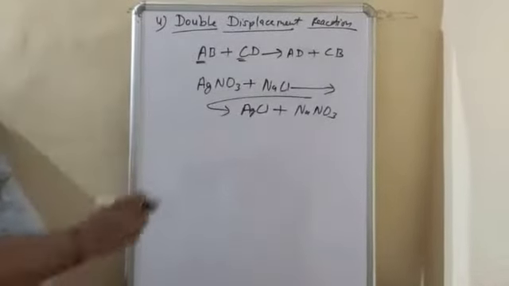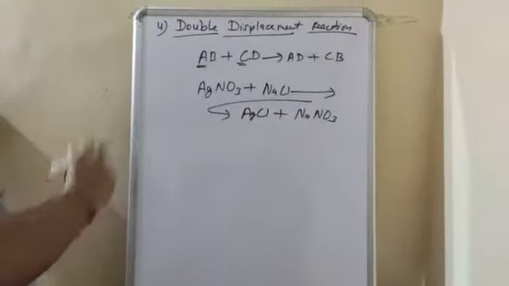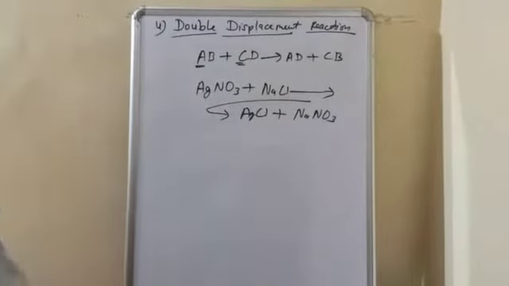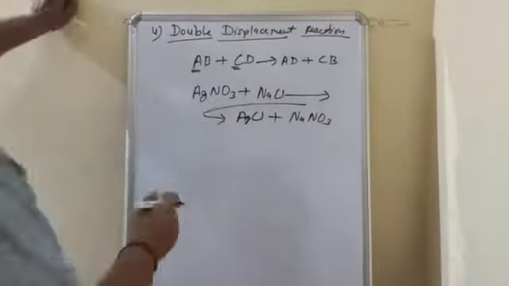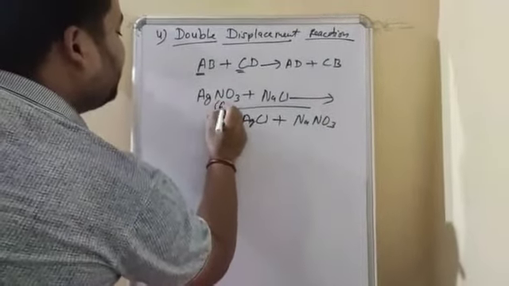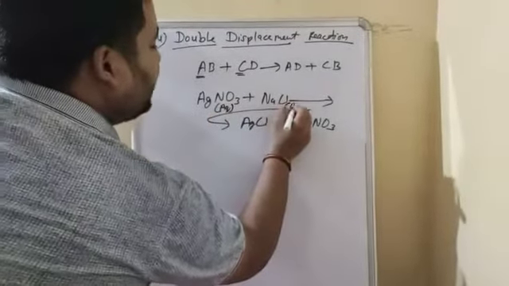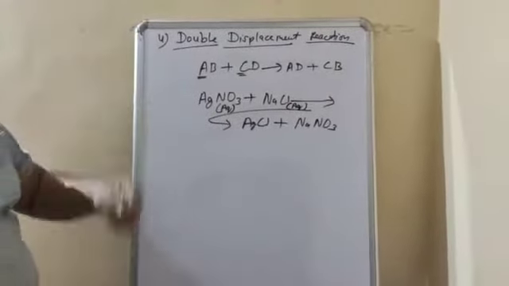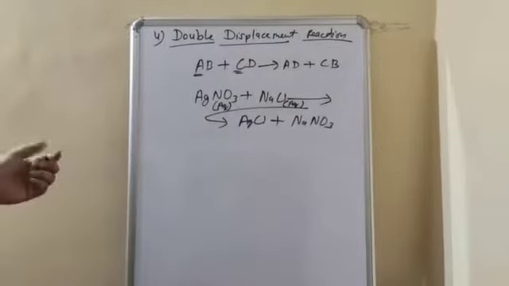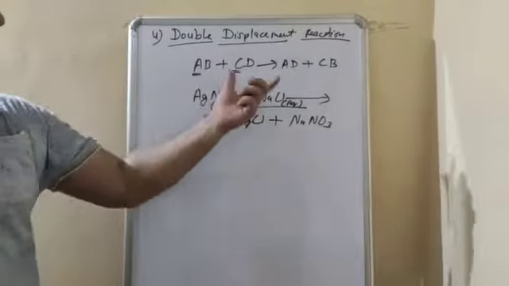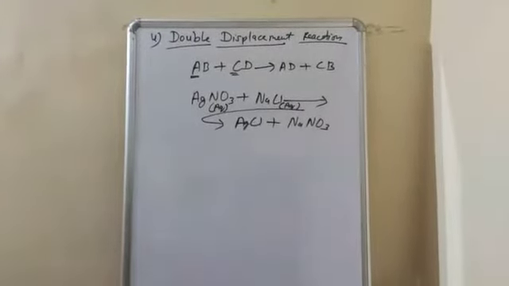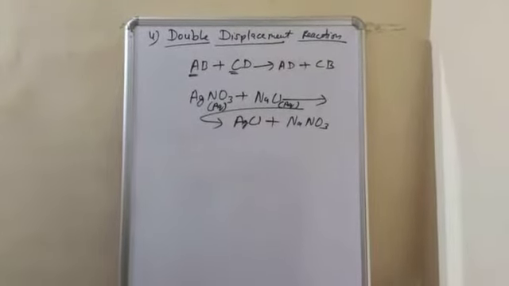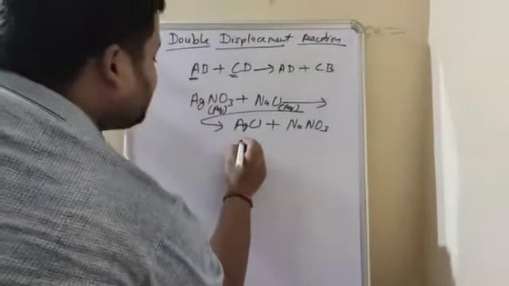So a reaction in which two compounds react to each other and their ions are exchanged is known as double displacement reaction. One more thing, both compounds are aqueous in solution. Aqueous in solution means soluble in water. So you can say when two water soluble compounds react to each other, their ions will be exchanged, and when two compounds are formed, generally one compound will be insoluble.